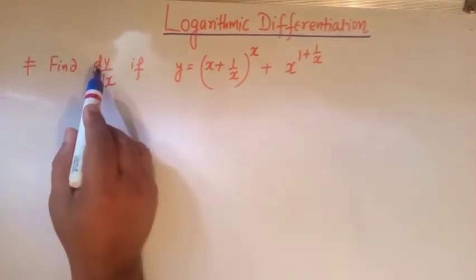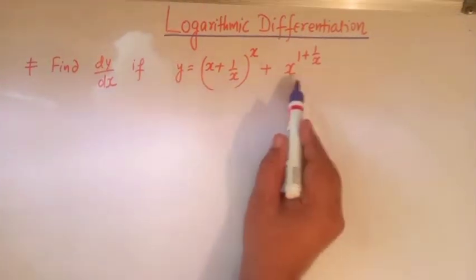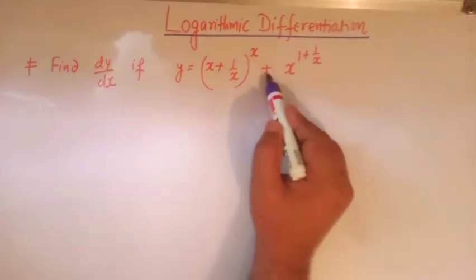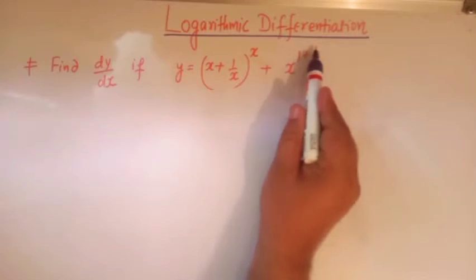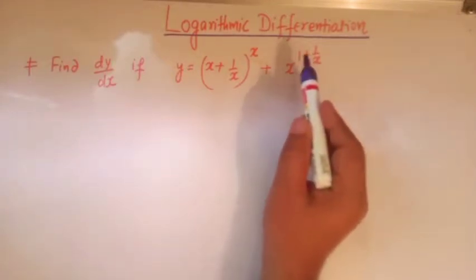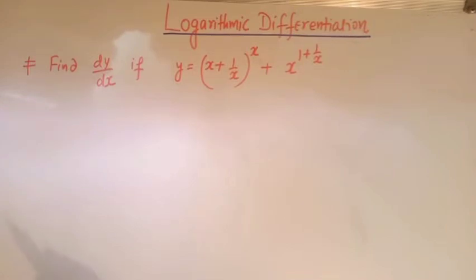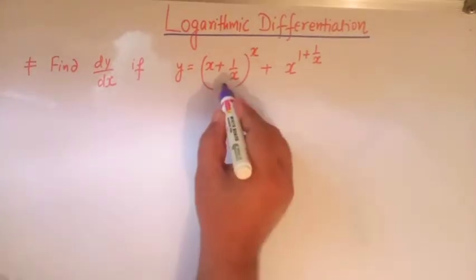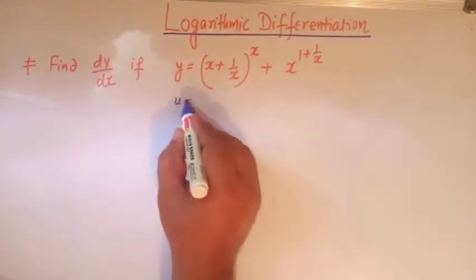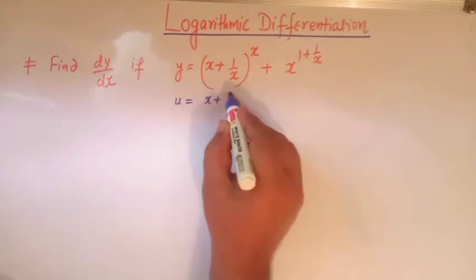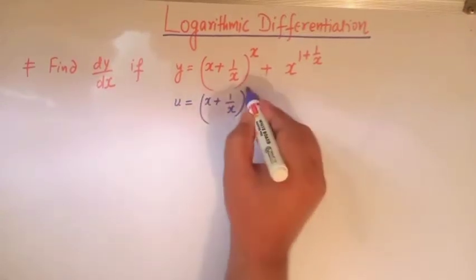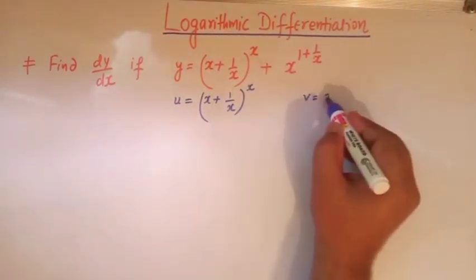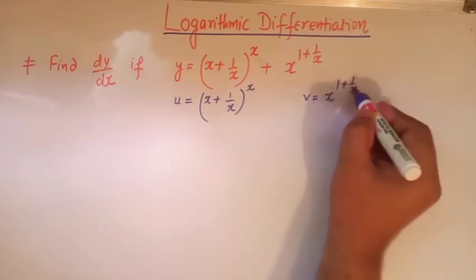Here we have to find the derivative of this function. y is equal to (x + 1/x)^x + x^(1 + 1/x), right? So here we will assume that u is equal to (x + 1/x)^x, and v is equal to x^(1 + 1/x).